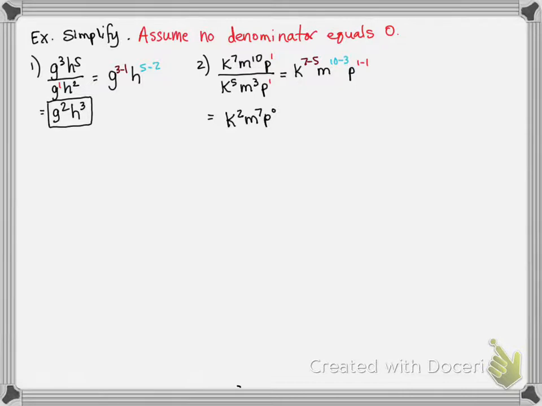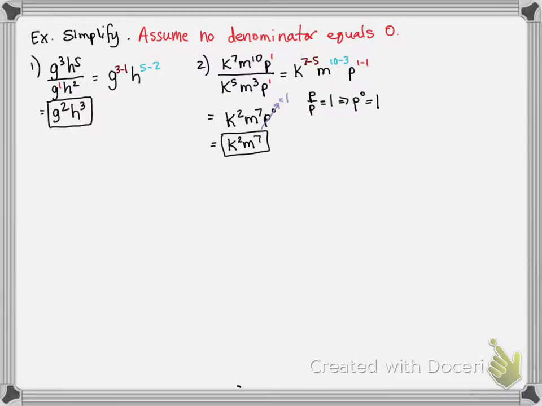Now, guess what? P to the 0. If I divide something by itself, I get 1. That is the same thing, dividing a number by itself, as getting p to the 0 equals 1. So this guy right here equals 1. So my final answer is k squared m to the 7th.